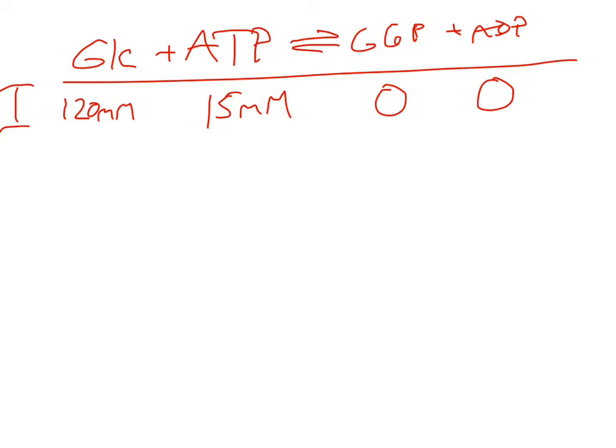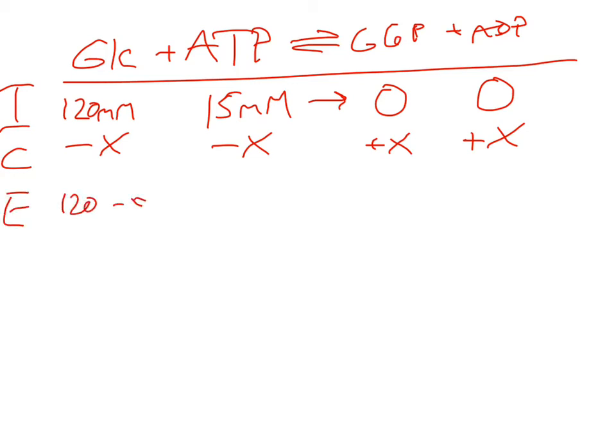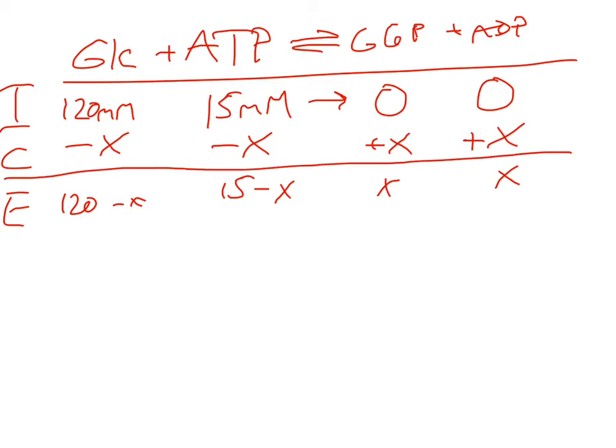Now what's going to happen here? Well, we have no products and we have a lot of reactants, and so we should predict that this reaction is going to go to the right, which means that these guys are going to go up by their molar equivalents. That's all 1 to 1 here, 1 to 1 to 1 to 1. So these are just going to go up by x, and these guys are going to go down by x. So that's our change. And our final equilibrium concentrations are 120 minus x, 15 minus x, x, and x. So that is our initial, change, and equilibrium. All we need to do is solve for x.